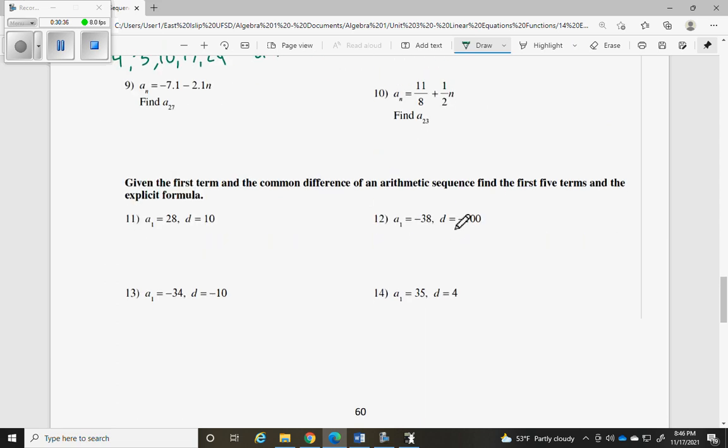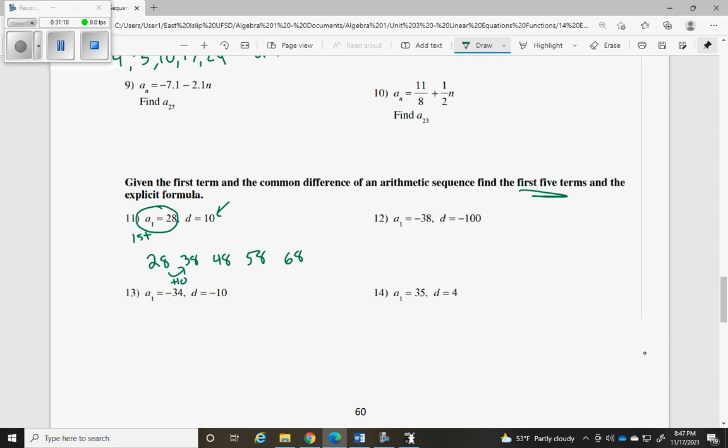If we were to look at things like 11, 12, 13, and 14, I want to tell you that they're giving you the first term. The first number in line is a 28. And now they're giving me my common difference. So they're telling me to add on 10 each time. So the next one must be a 38, and then a 48, and then a 58, and then a 68. Given the first term and the common difference, find the first 5 terms. I did 1, 2, 3, 4, 5. And they want the formula.